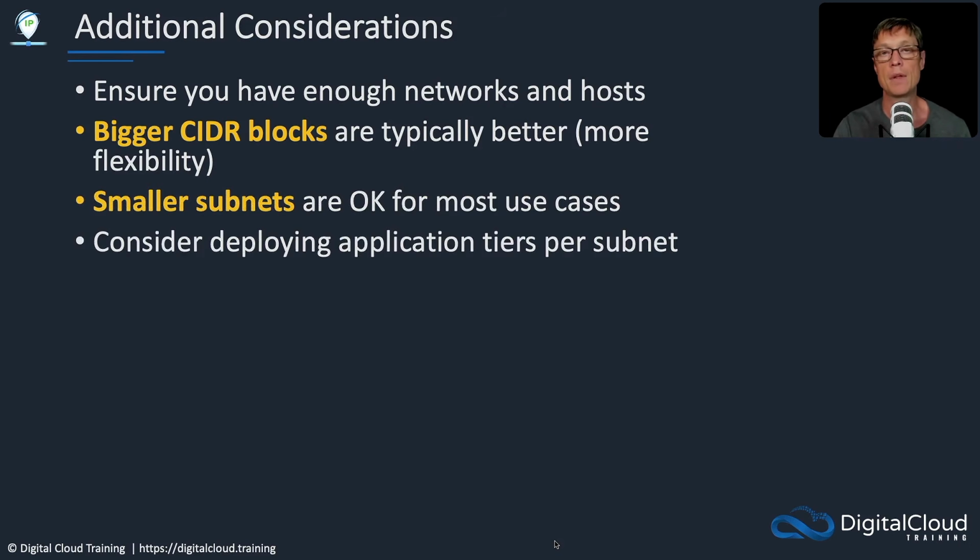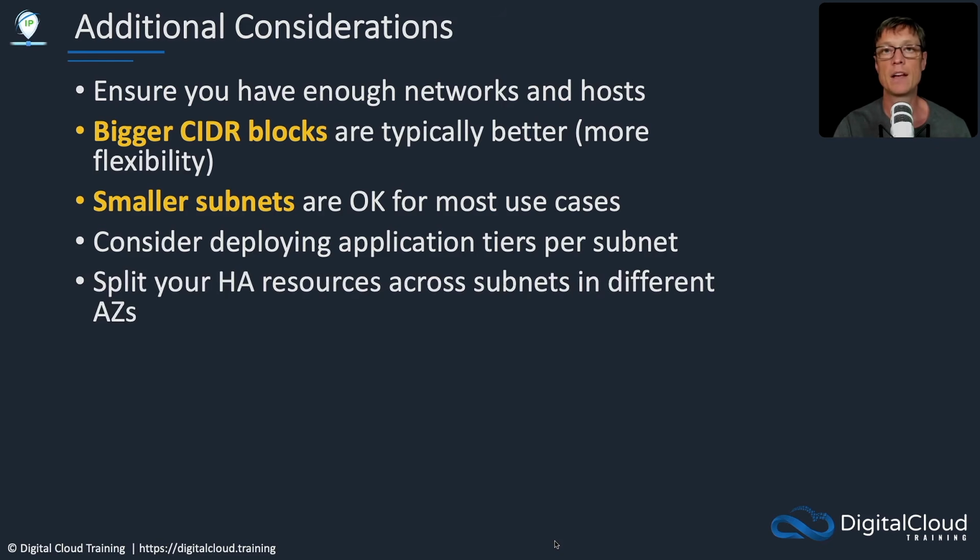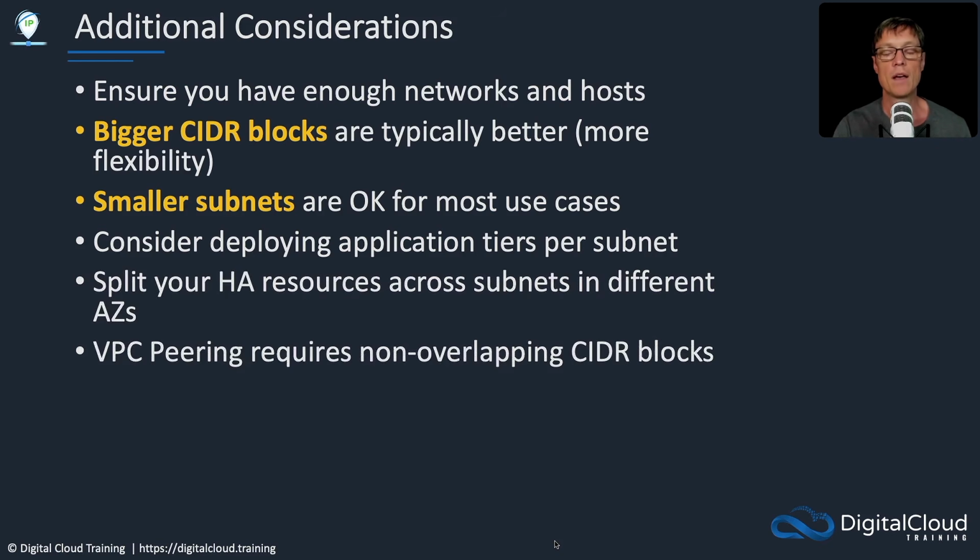Consider deploying application tiers per subnet. So if you have a three tier application, you might have different subnets for each tier, and you might have it as highly available across multiple availability zones as well, with a subnet in each AZ. So that's a good way of getting that high availability and resilience into your workload. Now, VPC peering, which we're going to cover a bit later, is where you connect your VPCs so that you can route directly between them using private IP addresses, so you don't go out to the public internet.